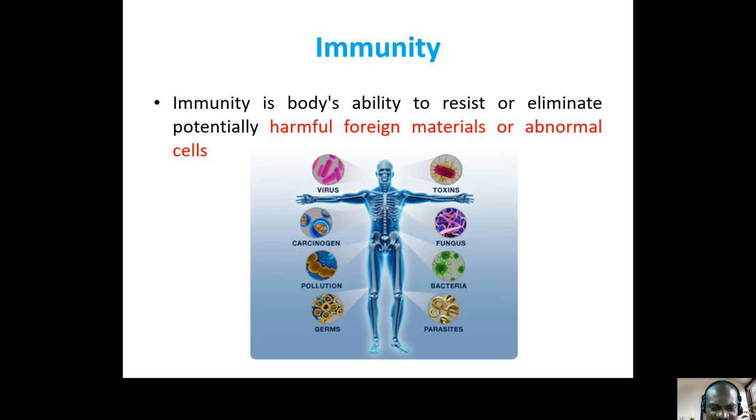Immunity, therefore, is the body's ability to resist or eliminate potentially harmful foreign materials or abnormal cells. These are the foreign materials we're talking about. Remember, we have viruses, they cause viral diseases; we have toxins, maybe acquired from the food we eat; we have fungi, bacteria, parasites, germs. The ability of the body to resist or eliminate these substances is what we call immunity.